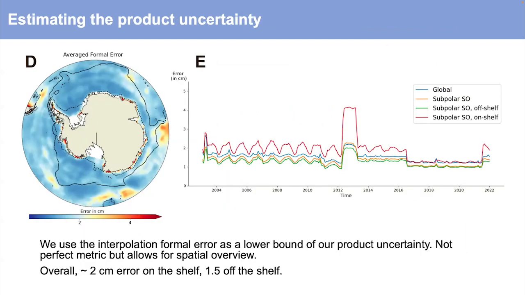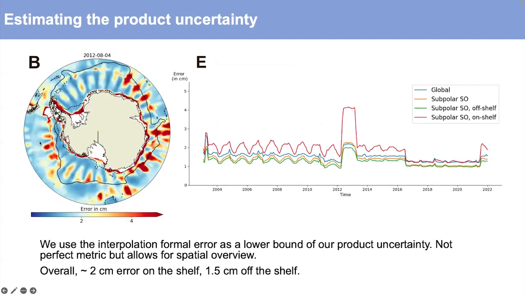So this is just an estimate of the product uncertainty. We use what we call the formal error of our interpolation scheme to obtain the final product. So it's basically the variance of the product, but at short time scale and length scale. And so overall, we have an uncertainty of around 2 centimeters in the ice covered ocean, which is more or less the same compared to the open ocean.